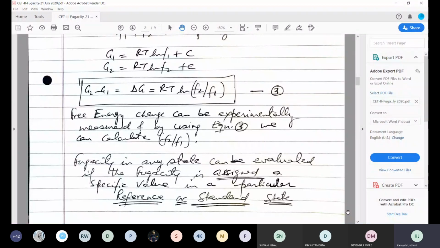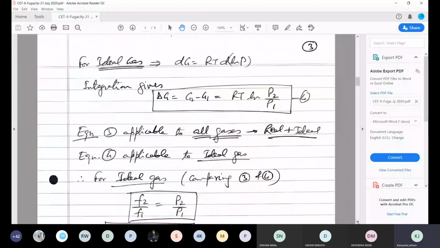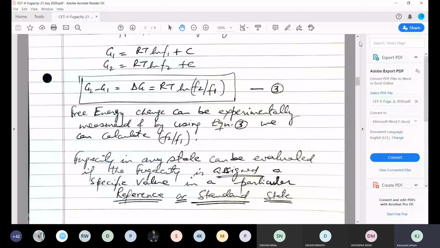We have defined it, but first we define centigrade, right? So we divided the scale between boiling point and freezing point into 100 equal divisions, and that tells us how the temperature is varying. Is it close to boiling point? Is it close to freezing point? Is it in between there? How much is the temperature? Similarly, if we define for fugacity some standard state or F1, then we can find out how much is F2.